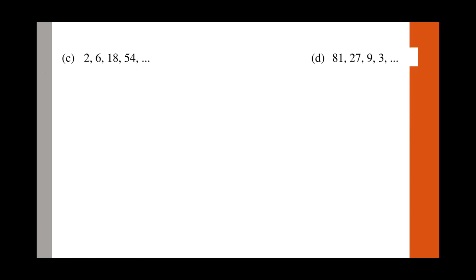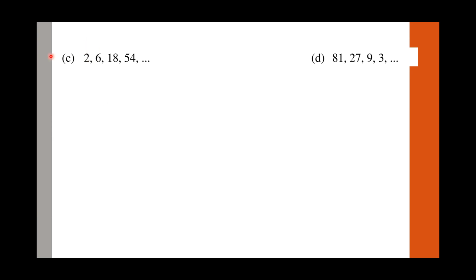So this is question C here. We have 2, 6, 18, and 54. Now, can you guess when it comes to 2, 6, 18, 54, how do I get the number that is next to it? Times 3. Okay, let's see if you times 3.